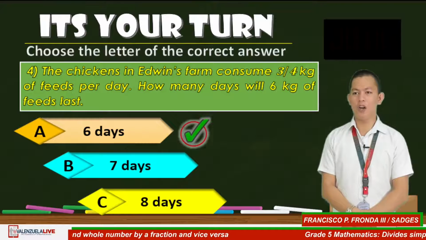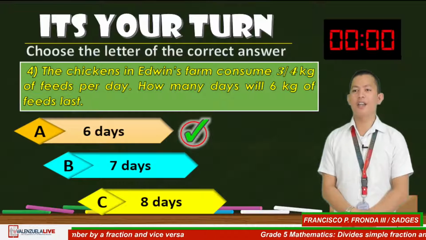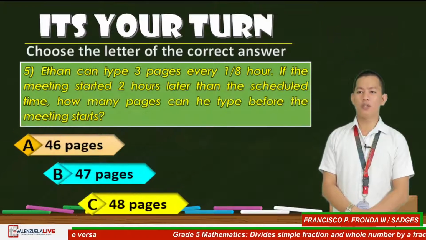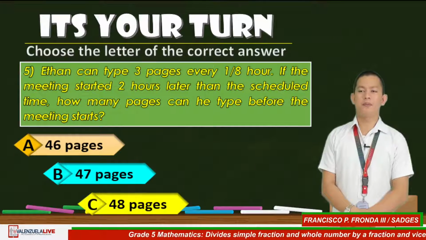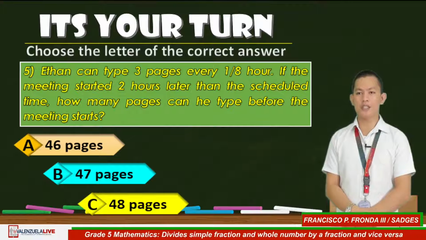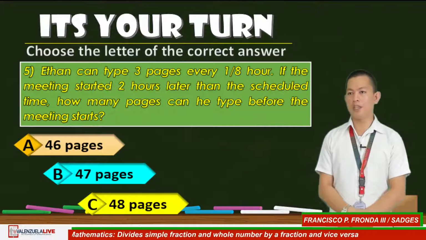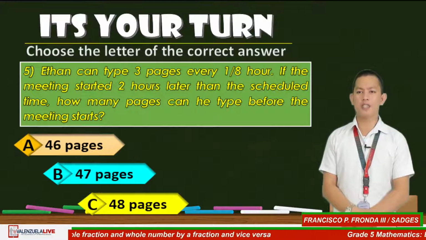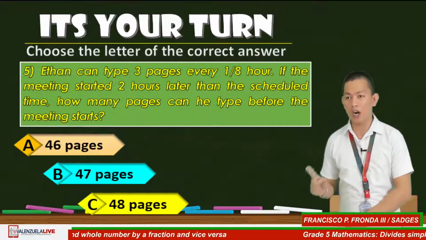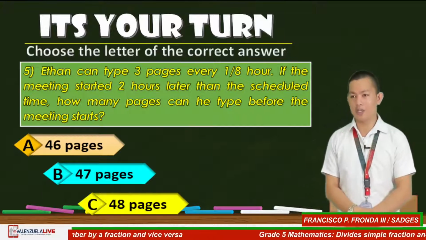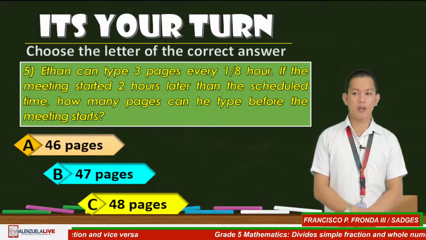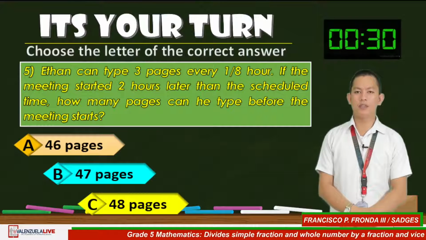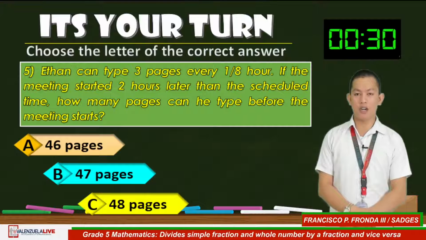Time is up. Now, the correct answer is letter A. Very good, grade 5 learners. Now, let's proceed to number 5. Ethan can type 3 pages every 1/8 hour. If the meeting started 2 hours later than the scheduled time, how many pages can he type before the meeting starts? The choices are A, 46 pages, B, 47 pages, C, 48 pages. You have 30 seconds. Your timer starts now.